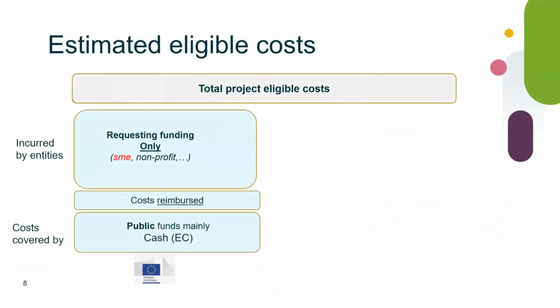So if you take your project eligible costs, they can be actually incurred by different types of entities. First of all, the entities that are requesting funding only, like SMEs or universities, hospitals, patient organization, and so on. So those entities will have their costs reimbursed, and their costs will be covered by public funds, mainly so with the cash we receive from the European Commission.